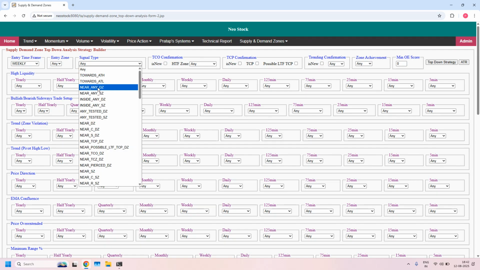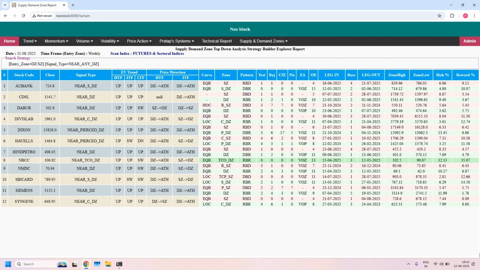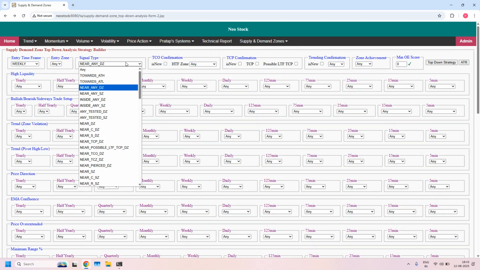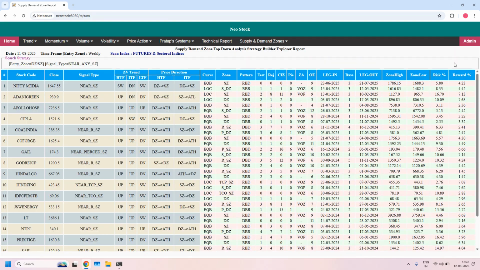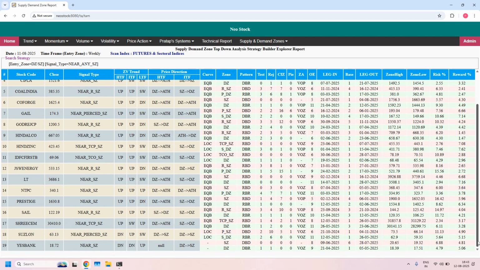Stocks near to the weekly demand zone. We got 12 stocks. Next, stocks near to the weekly supply zone. First 15 stocks in the list. Scrolling the list down. Total 19 stocks are filtered.